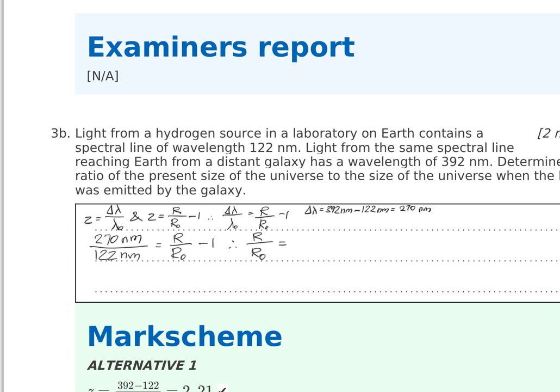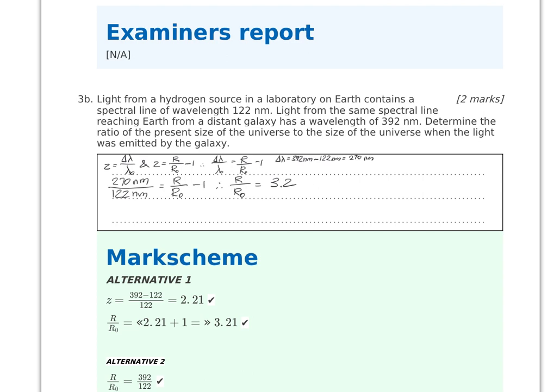Okay, yes, we were comparing redshifts, figuring out the relative size of the universe, size now to size then, and so we have relative size is equal to the wavelength shift over the original wavelength plus 1. And so we wind up with an answer of 3.2. Technically it's 3.21 because we actually have 3 significant figures, which is unusual for an IB question. And that is the ratio of the present size of the universe to what the size of the universe was when the light was emitted.